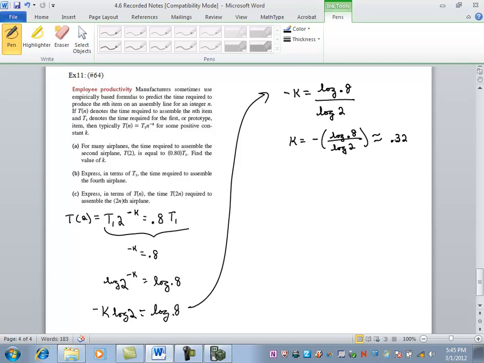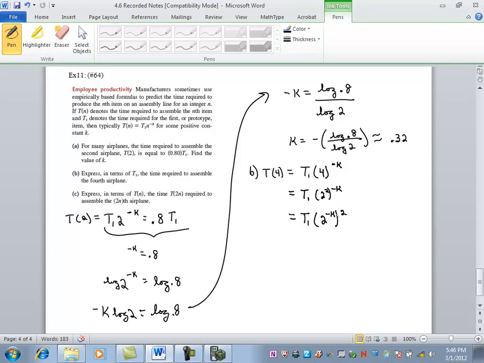And so now we know what k is. k is approximately 0.32. Or another way that we can write this, remember that part B calls for the time to assemble the fourth airplane here. So T of 4 equals the time to produce the first one times 4 to the negative k here. But we might note that 4 is 2 squared, to the negative k. And so this gives me the time for the first one multiplied by 2 to the negative k, squared.